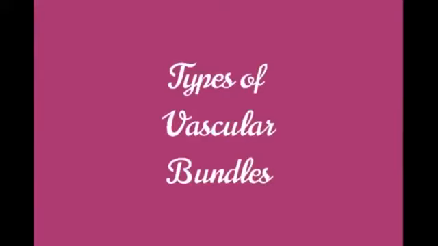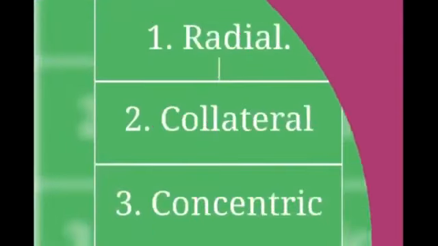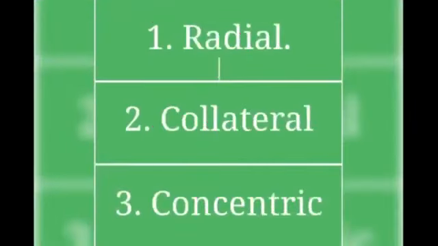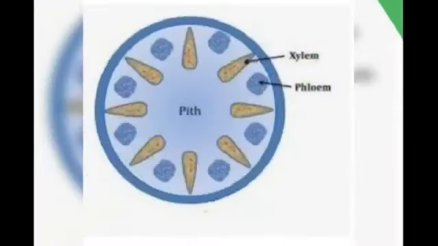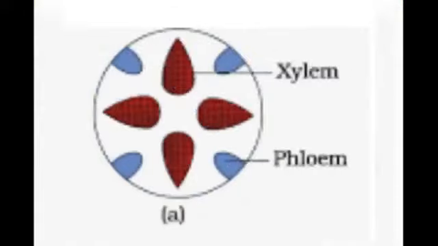The types of vascular bundles would be radial, conjoint, and concentric. Radial vascular bundle consists of alternately arranged xylem and phloem in a clockwise manner. This may be of polyarch or tetrarch.